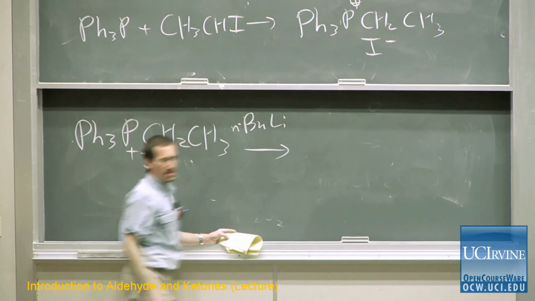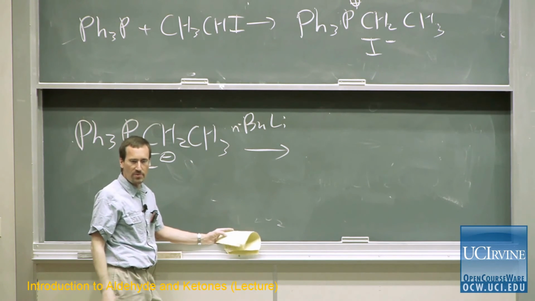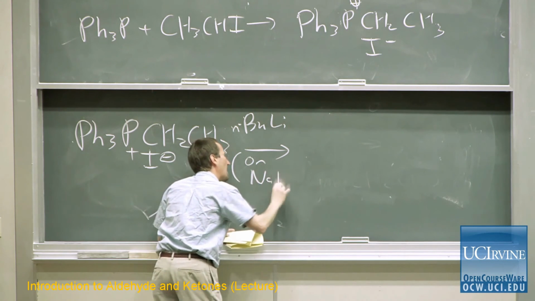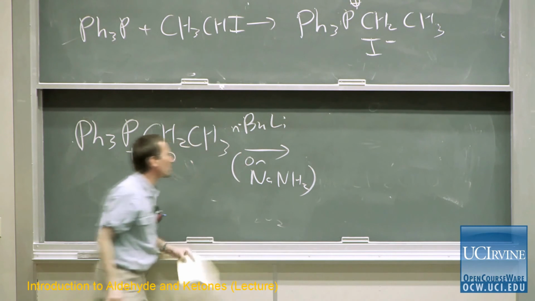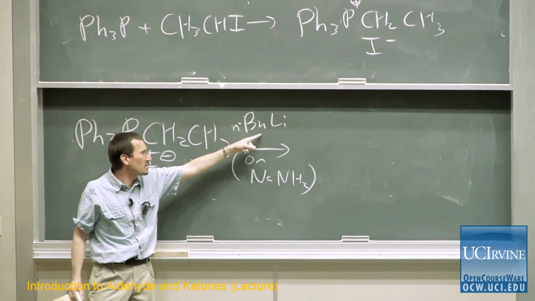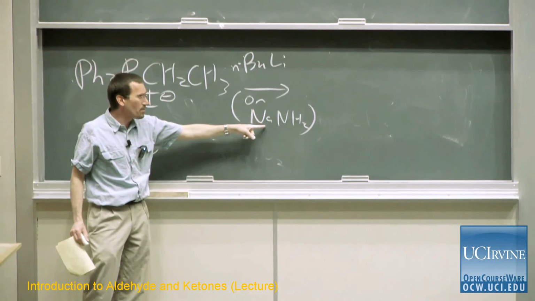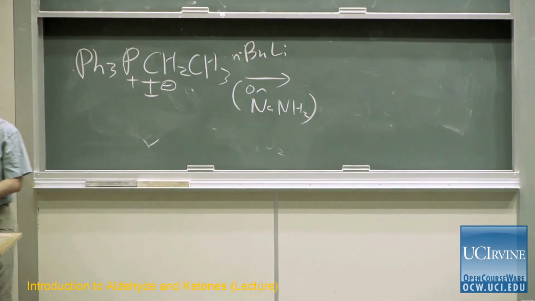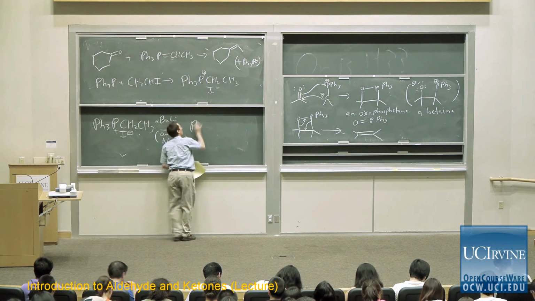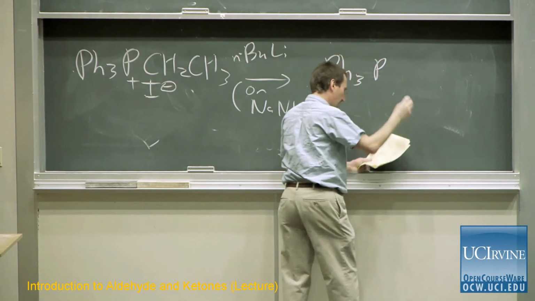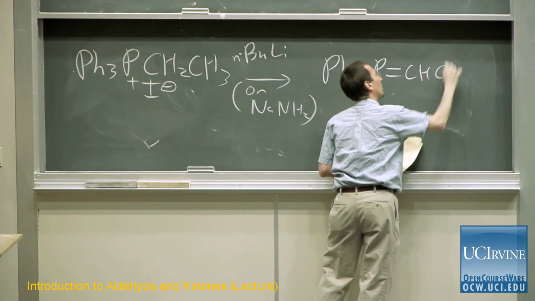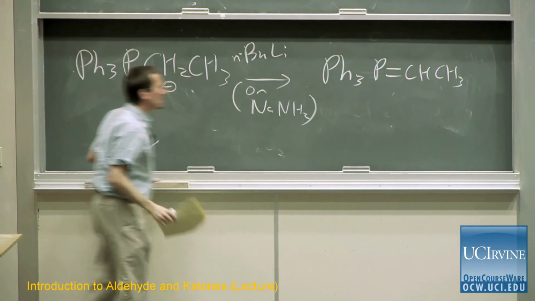I'll write in butyl lithium to indicate it's the normal isomer, n-butyl lithium. Sometimes you just write butyl lithium. Or you could use sodium amide. Both of them are strong enough bases. Remember, the conjugate acid of butyl lithium is butane, pKa 50. The conjugate acid of sodium amide is ammonia, pKa of 38. So they're both good enough bases to do it. They will generate our phosphorus ylide, our ethylidene triphenylphosphorane, it's called. And so that's kind of neat.